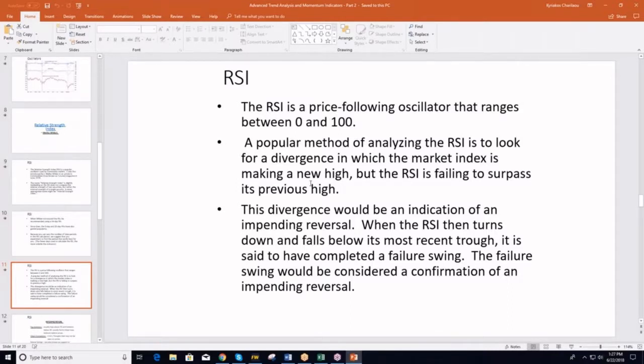A popular method of analyzing the RSI is to look for a divergence in which the market index is making a new high, but the RSI is failing to surpass the previous high. This divergence would be an indication of an impending reversal. When the RSI then turns down and falls below its most recent trough, it is said to have completed a failure swing. The failure swing will be considered a confirmation of an impending reversal. So as you can see, we are trading failure swings also on the oscillators and not only on the actual price action.